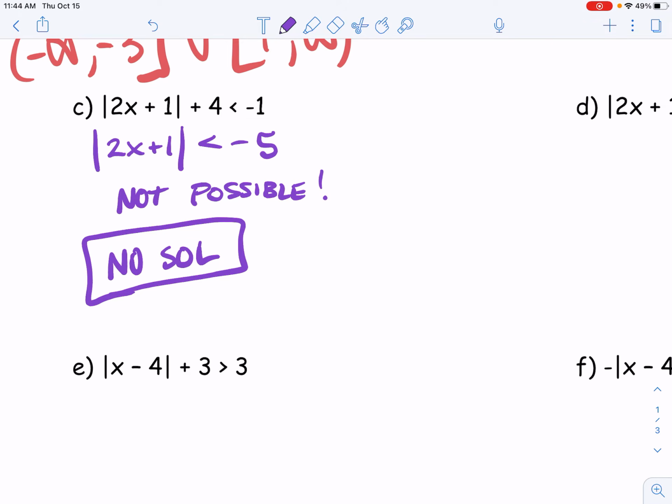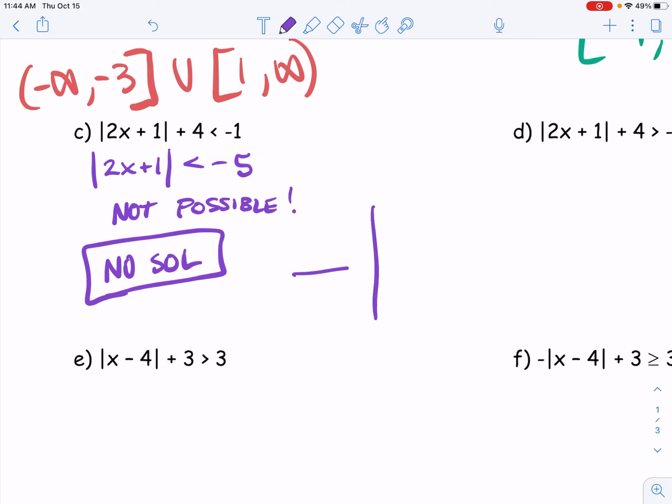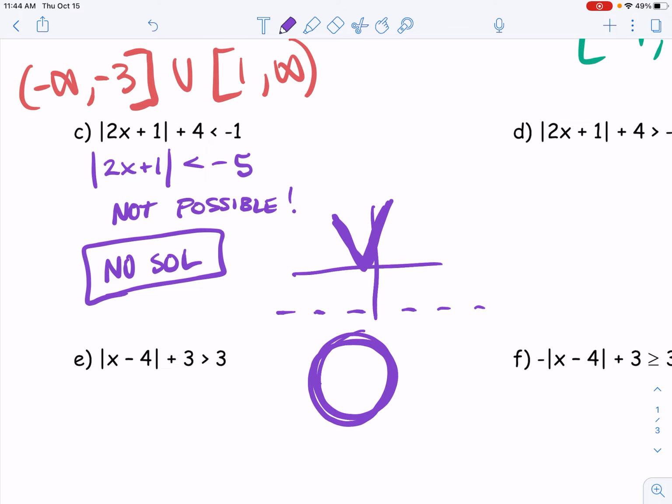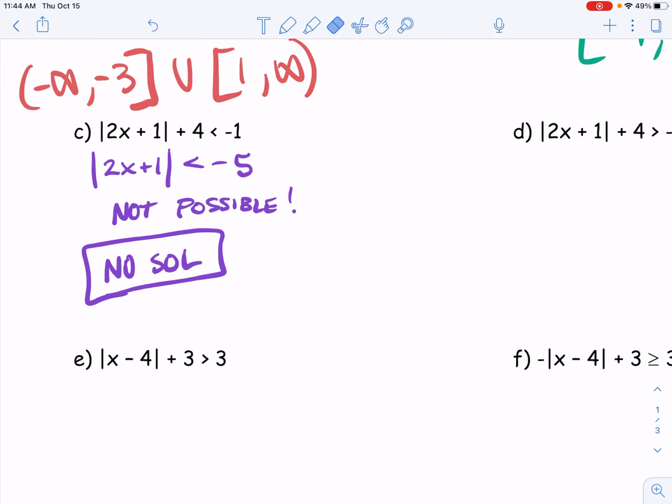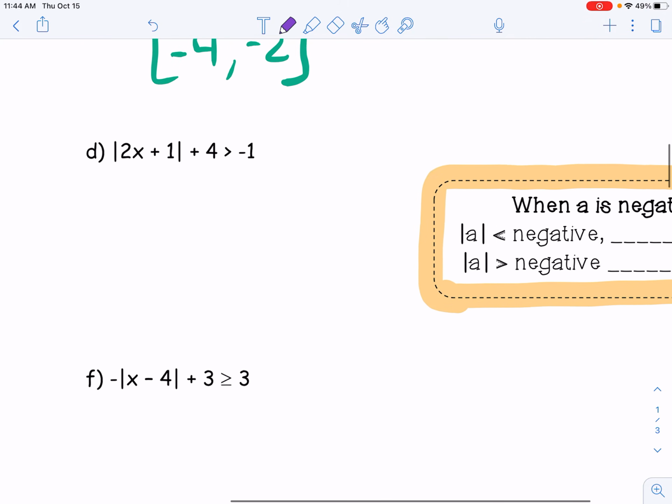And you could even graph this. Think about what that would look like. You have some absolute value graph. Maybe it's over here. And then you have a -5 down here. Where is this V less than that -5? Nowhere, nowhere, nowhere. Okay? It's not possible. All right, so let's look over here and see what happens.